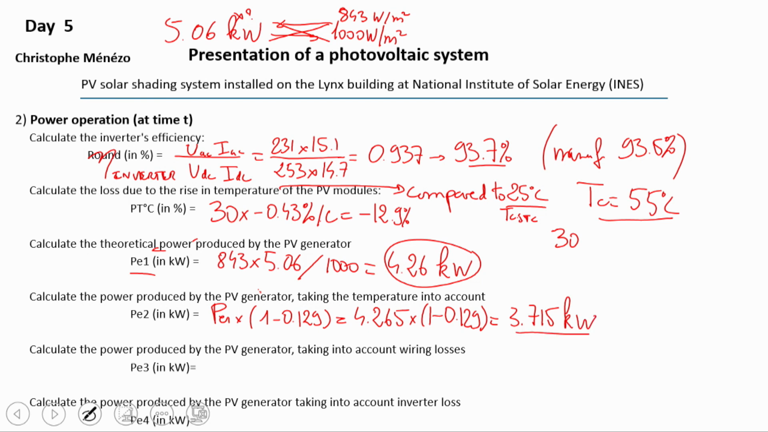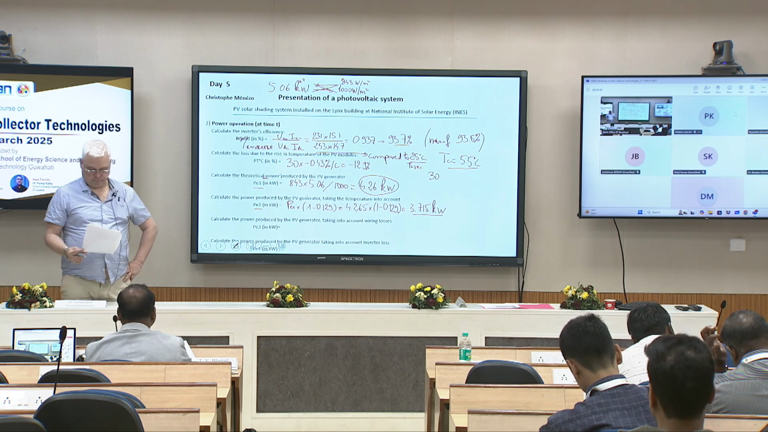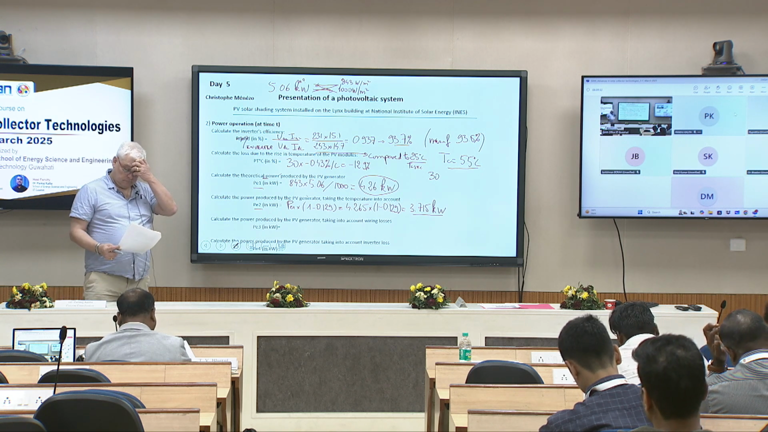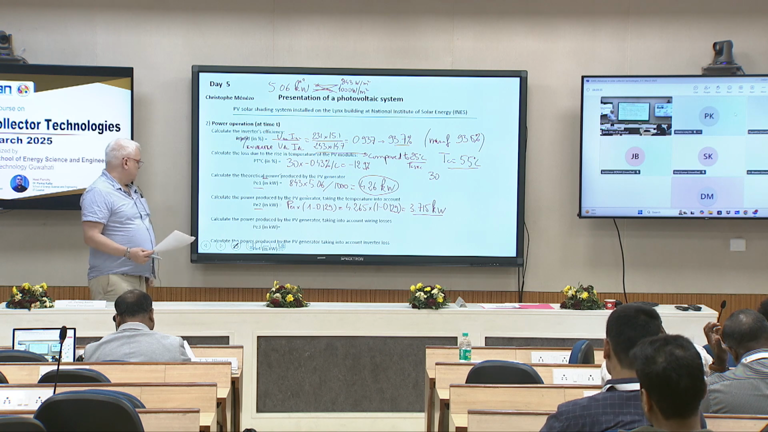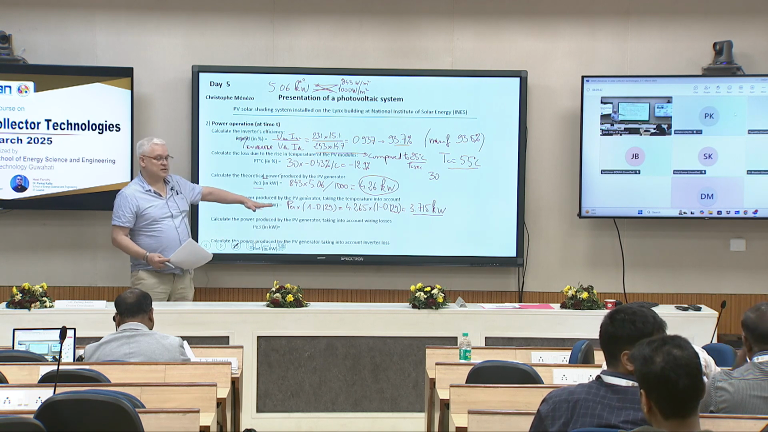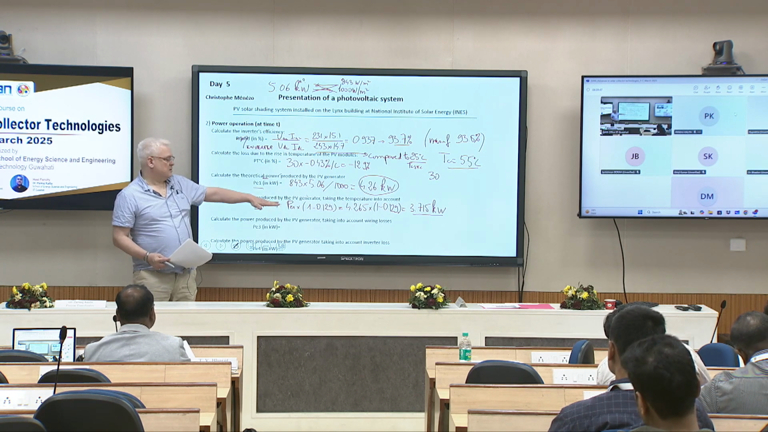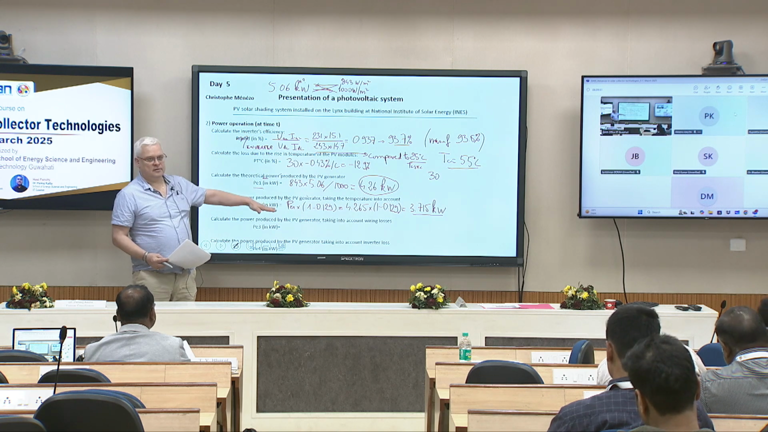Okay. So while considering both that I am not at 1000 watt per square meter and I'm not at 25 degree. Now I ask you what is the power. So this is considering both radiation and temperature, which are not standard condition. Not at 1000, not at 25 degree.